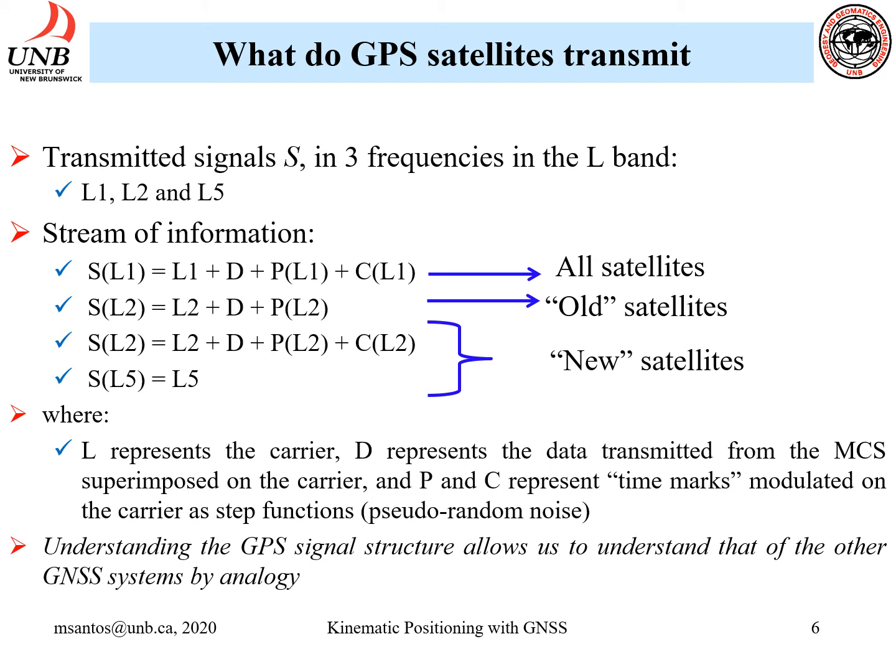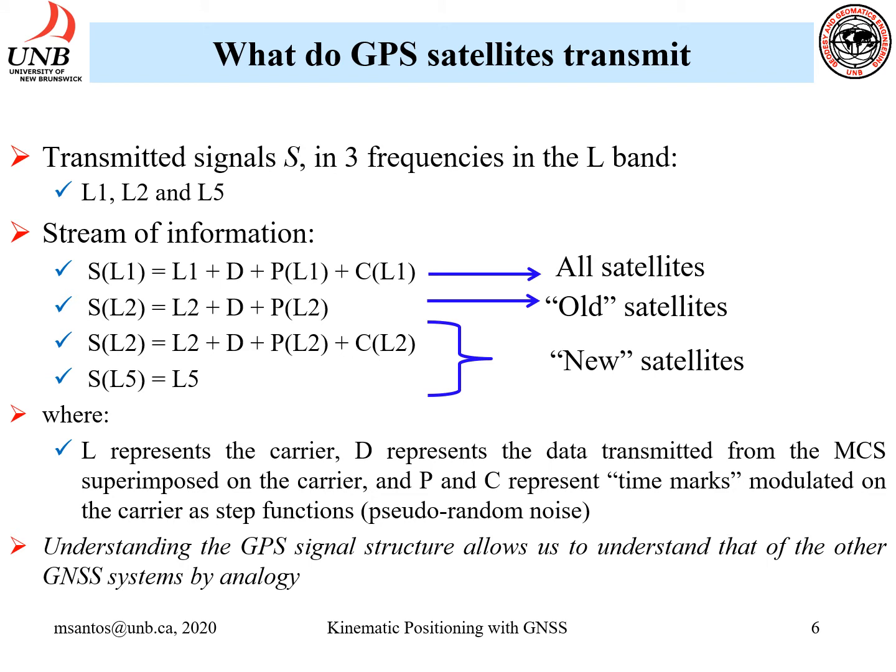They are modulated by several different types of information. For example, we have the carrier proper, L. We have D, that represents data, the information that is injected to the satellites, and it is superimposed on the carrier. This is computed from the master control station. P and C represent time marks modulated on the carrier as step functions. These are the pseudo-random noise.